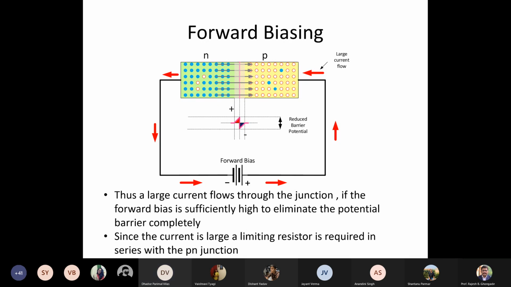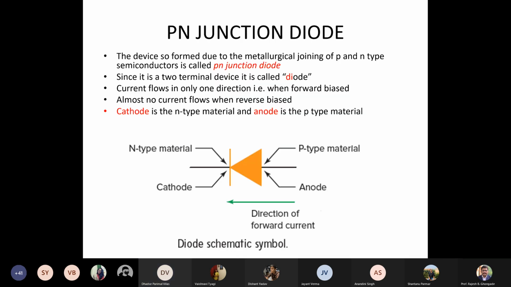No, sir. Okay. And that is where we create the very first semiconductor device, which is called a PN junction diode. As you must have guessed by now, you have a device which has a junction between P-type and N-type material, and such devices are called PN junction diodes. Since it has two terminals, it is called a diode.